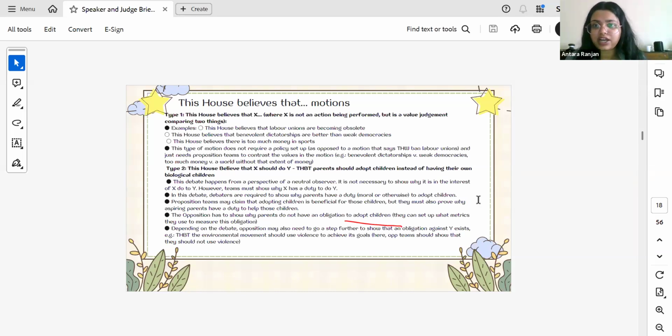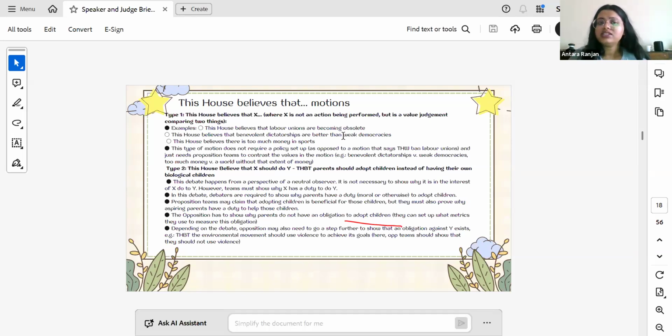So in this kind of motion, you necessarily have to talk about why it is in the interest of parents to adopt children over having their own biological children, right? So what are the benefits to the particular group of people that we are talking about? Why should parents adopt children over having their biological one? Why is it a duty to do one action over the other, right? Not why is it more important, but why is it more valuable? Why is it your duty to do something? Why is it important for you to do it, right?